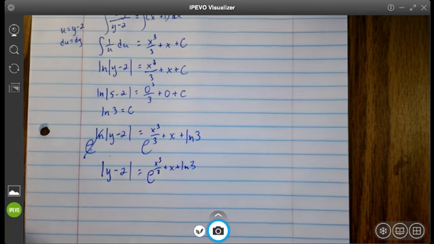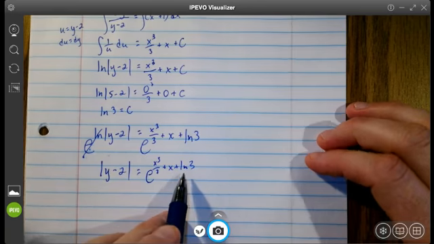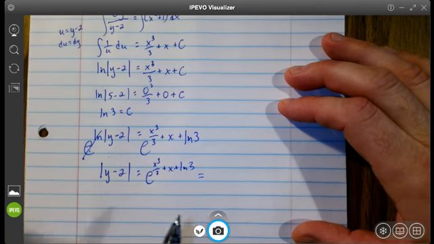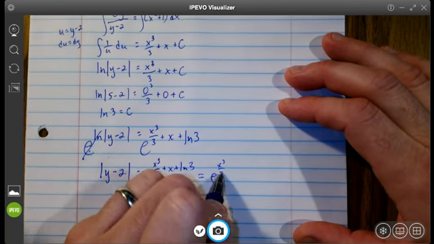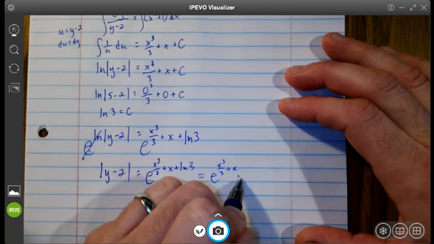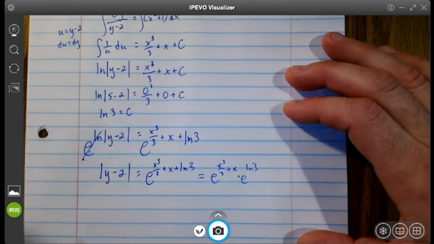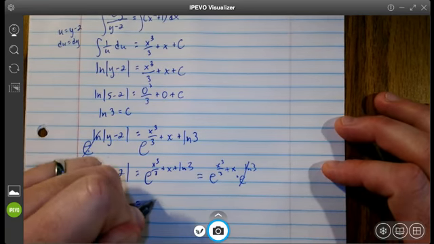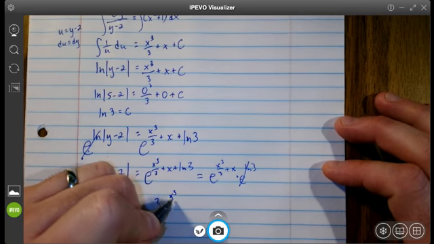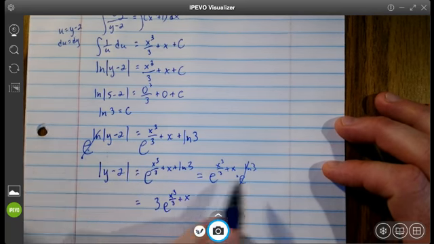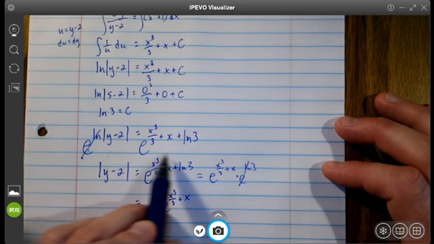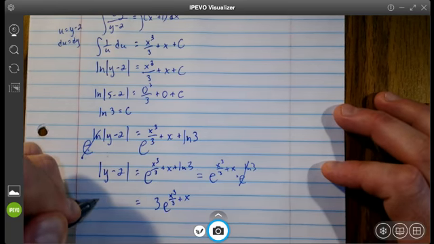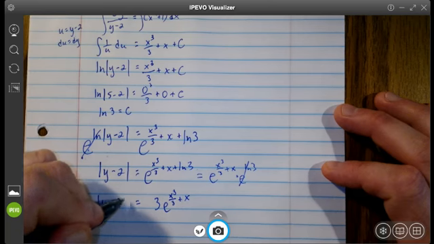Now, on the right side, I can do one thing to simplify, because I have this plus natural log of 3. So I can rewrite the right side as e to the x cubed over 3 plus x times e to the natural log of 3. The only reason I would do that is because e to the natural log of 3 is just 3. And so the right side becomes 3 e to the x cubed over 3 plus x. Now that is not necessary in a free response setting. You could just leave it like that, but I'm just trying to show you why the rubric has what it does. And so then I have the absolute value of y minus 2 equals that.